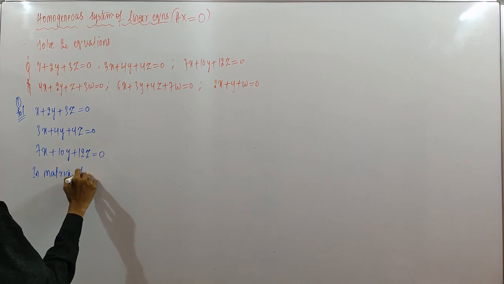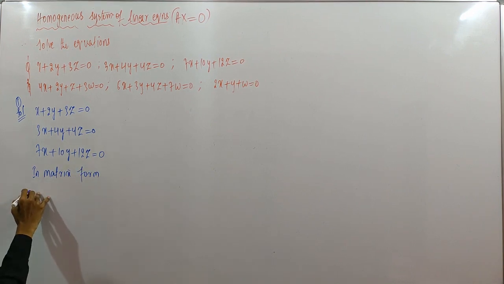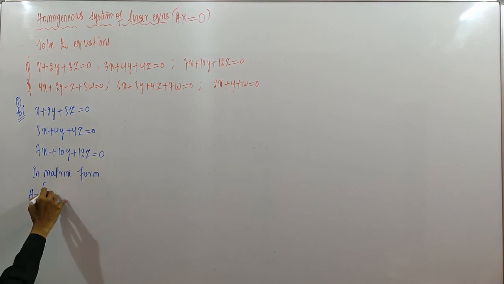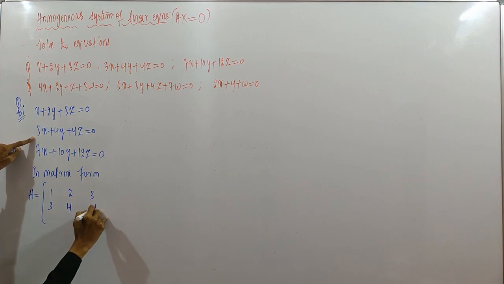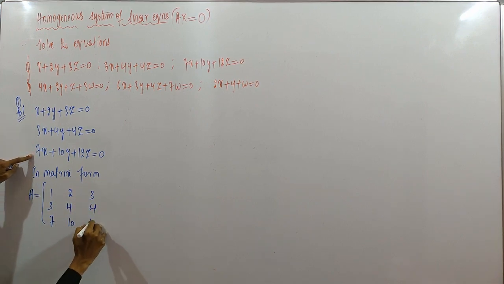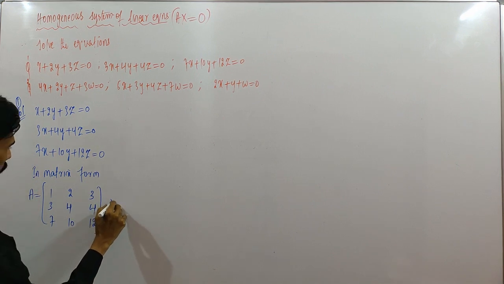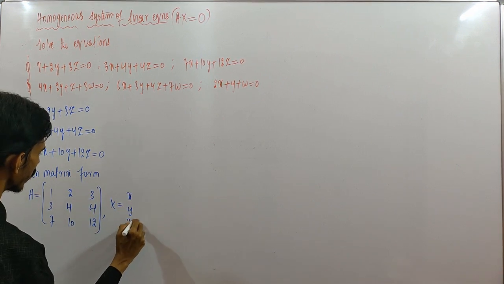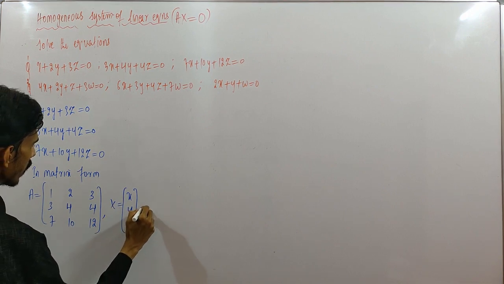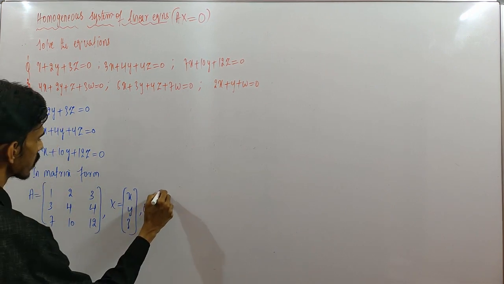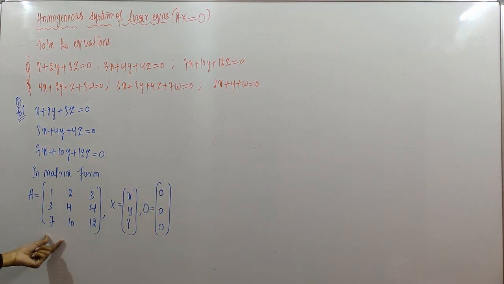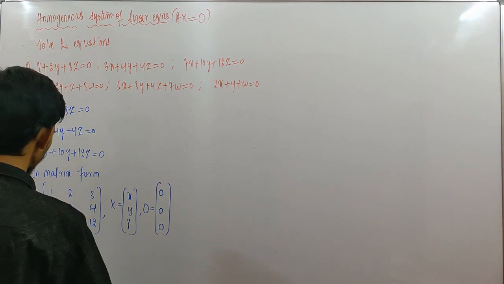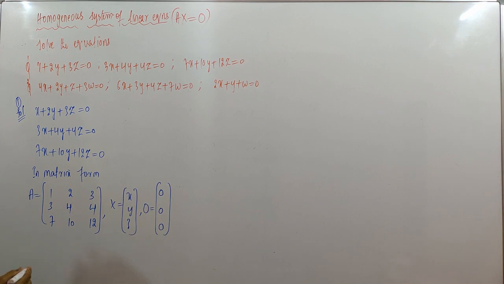Now in matrix form, write down the coefficient matrix A: 1, 2, 3, next 3, 4, 4, and 7, 10, 12. Now capital X equals small x, y, z, and the O matrix is 0, 0, 0, the null matrix. Now we have to calculate the rank of this coefficient matrix. Let us convert this coefficient matrix into echelon form.